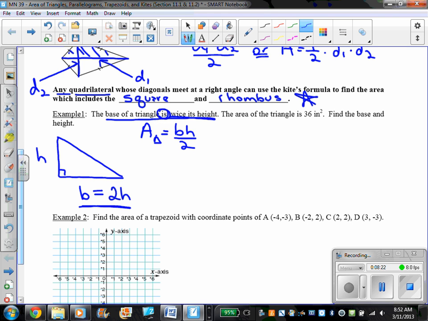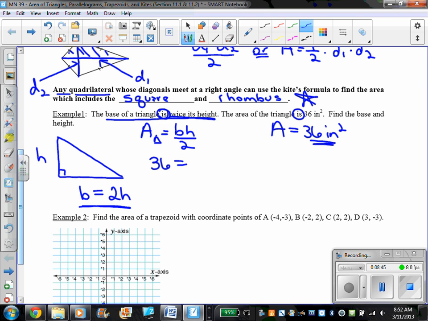Now the area, I'm going to put the area of the triangle, again, equals 36 inches squared. So now what we're going to do is fill in everything we know into our general area formula. So we know the area of a triangle, of this triangle anyway, is 36, coming from over here.